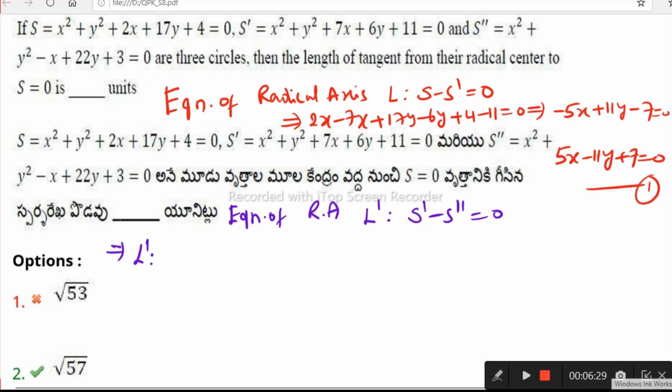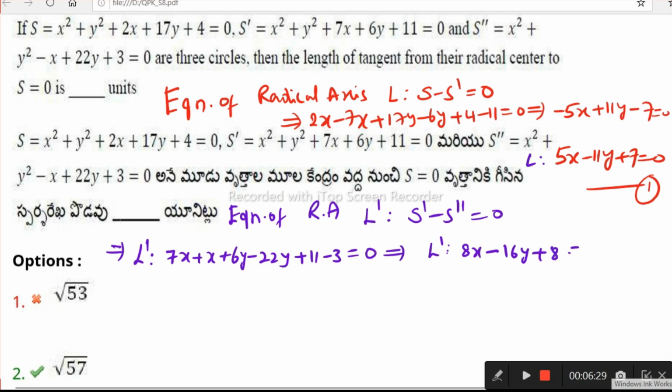S dash minus S double dash: x square, y square cancel, 7x plus x, plus 6y minus 22y, plus 11 minus 3 is equal to 0. By simplification, L dash becomes 7x plus x is 8x, and 6y minus 22y is minus 16y, and 11 minus 3 is 8, equal to 0. So we can cancel out 8 from the 3 terms, that is 8 ones, 8 twos, 8 ones. Okay, now equation 2, solve 1 and 2.